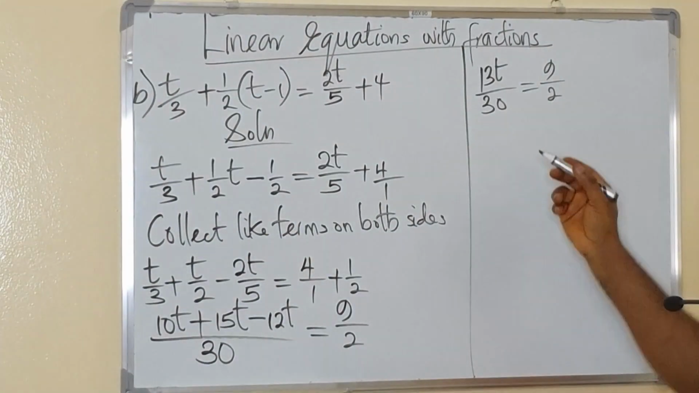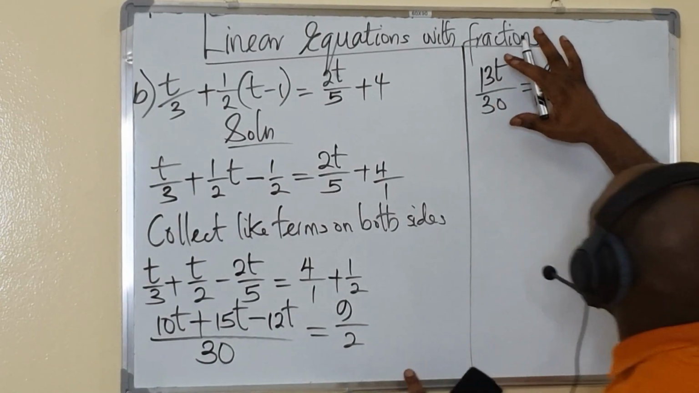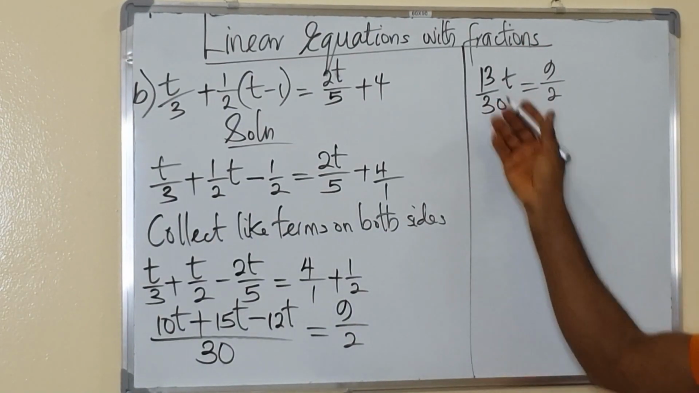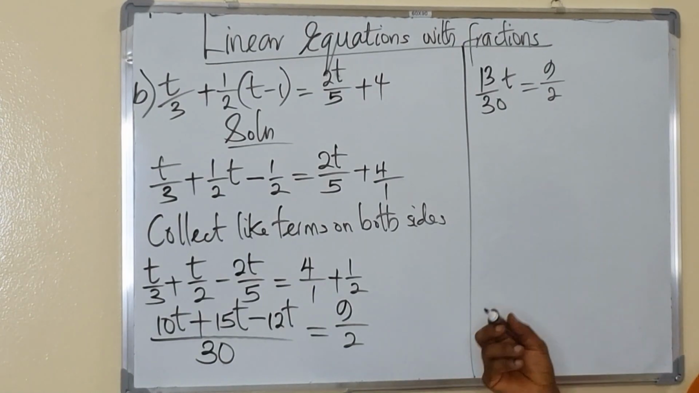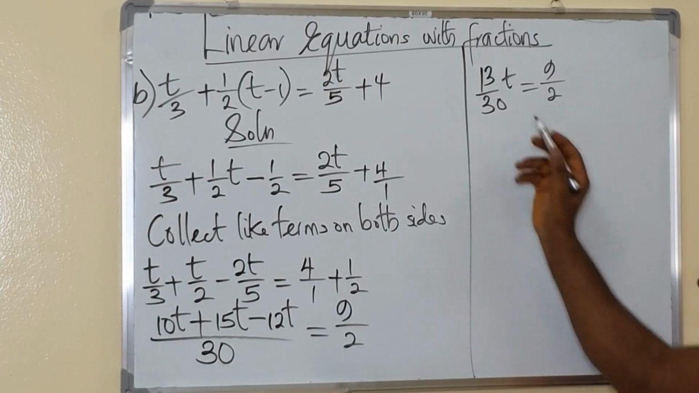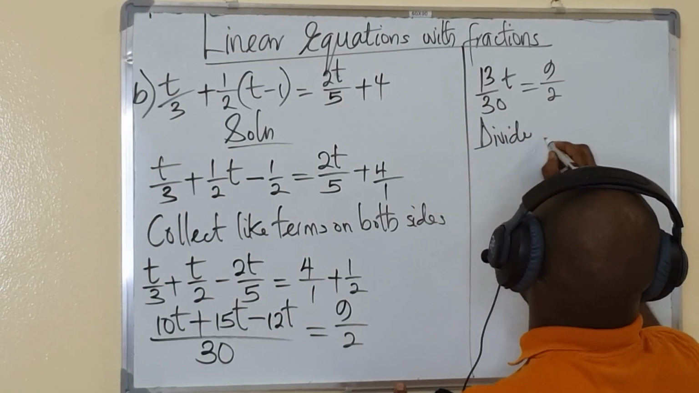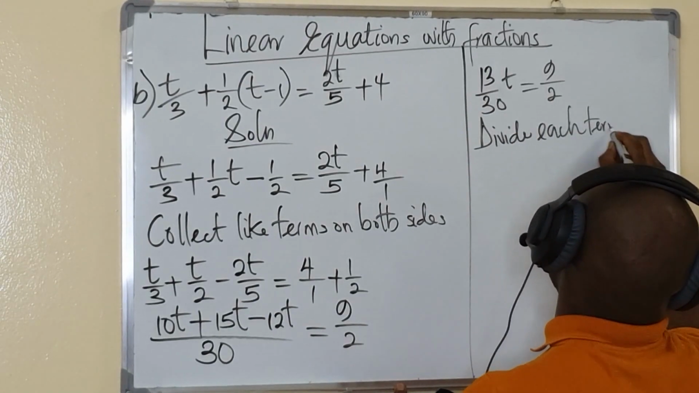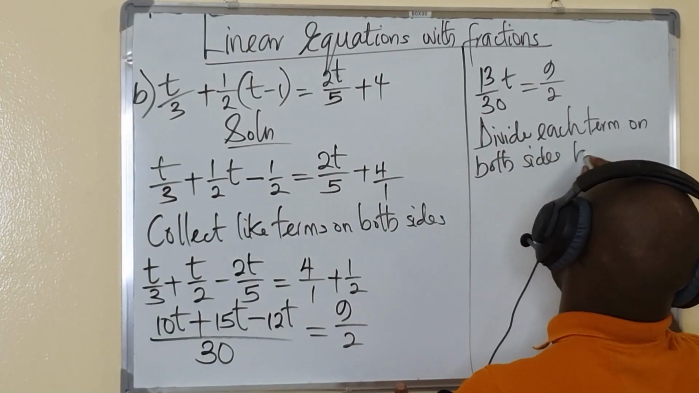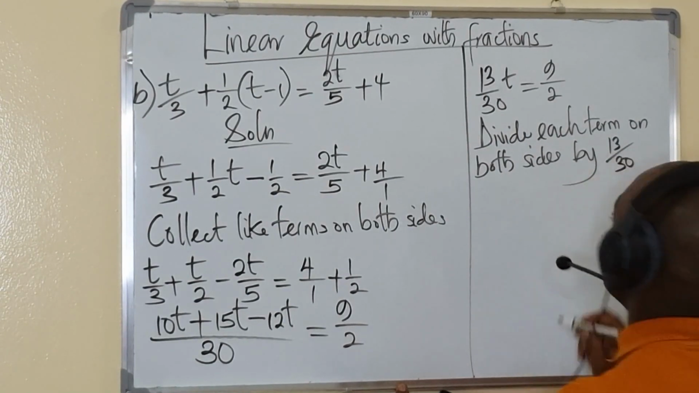Remember the rule. This time, the coefficient of t is 13 upon 30. Because this can as well be written as 13 upon 30 and t just on the side of it, to mean that 13 upon 30 is a coefficient of t. So the simple thing to be done here is to divide both sides of this equation by the coefficient of t. So divide each term on both sides by the coefficient of t, and the coefficient of t is 13/30.